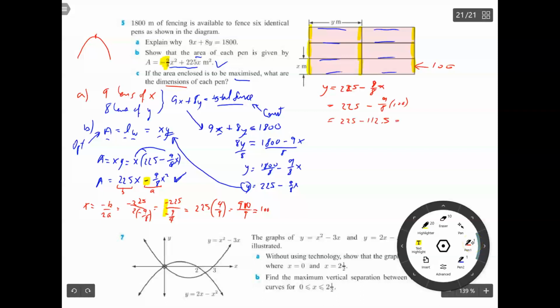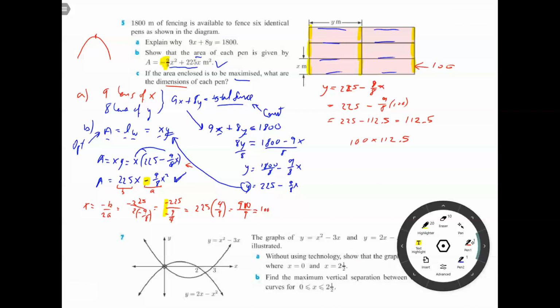225 minus 112.5 is, I didn't do that in my head, I did it with the calculator, by the way. 112.5 is exactly half of 225, so when you subtract it, you get 112.5 also. So the dimensions of each pen are 100 by 112.5. And so that makes the area maximum. If you want to know the area, you could use A equals xy or A equals x times that expression, but they didn't ask what the area is.